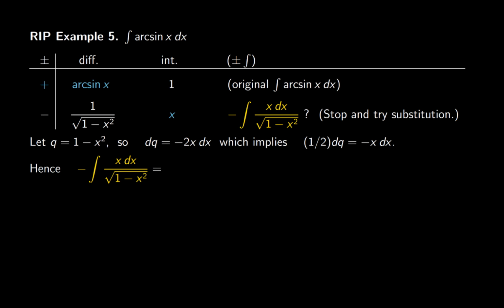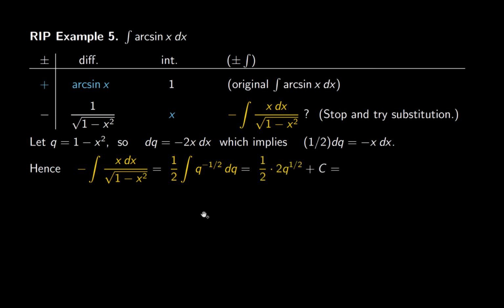So the negative of the integral of x dx over root 1 minus x squared with the substitution becomes 1/2 of q to the negative 1/2 power. Right, so make sure we've done this carefully. The negative x dx is replaced by 1/2 dq, as indicated here. And of course q is 1 minus x squared. In the denominator with the square root, we could rewrite that as q to the negative 1/2 power.